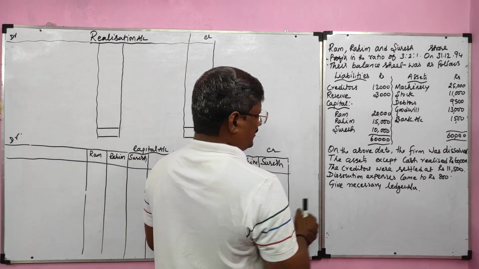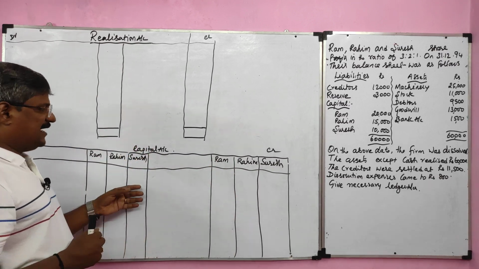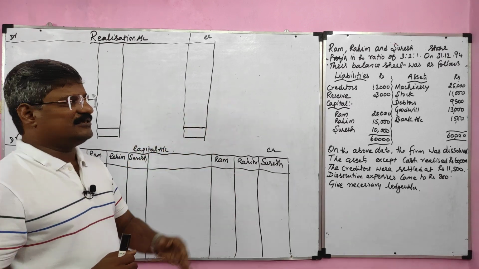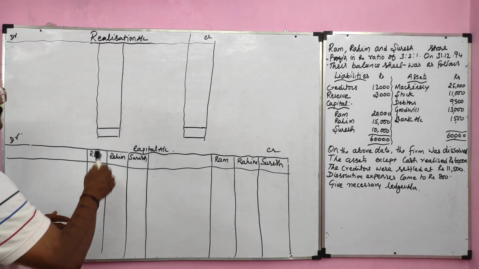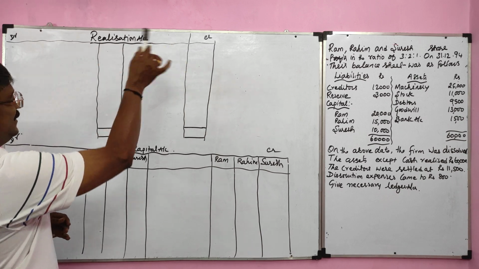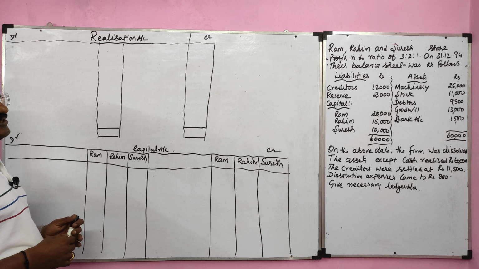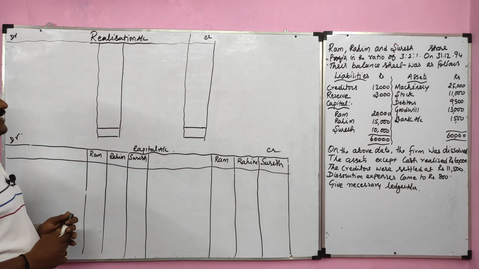Give necessary ledger accounts. We have to prepare 3 ledger accounts. First one is realization, second one is capital, third one is bank account. Bank account and cash account both are the same. First we have to prepare the realization account. We have two sides, debit and credit. First we should transfer all assets except cash to the realization account.